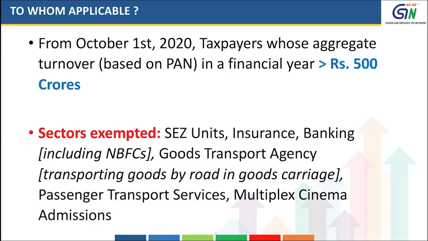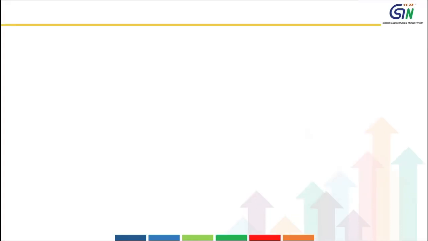Special economic zone units and all the scenarios where the special invoicing under GST is now applicable, that is insurance, banking, goods transport agency, passenger transport services, multiplex cinema admissions. These sectors are exempt from e-invoicing.